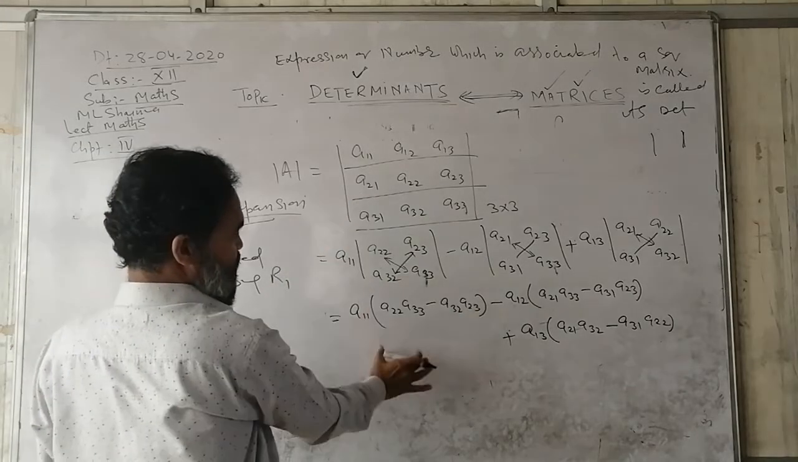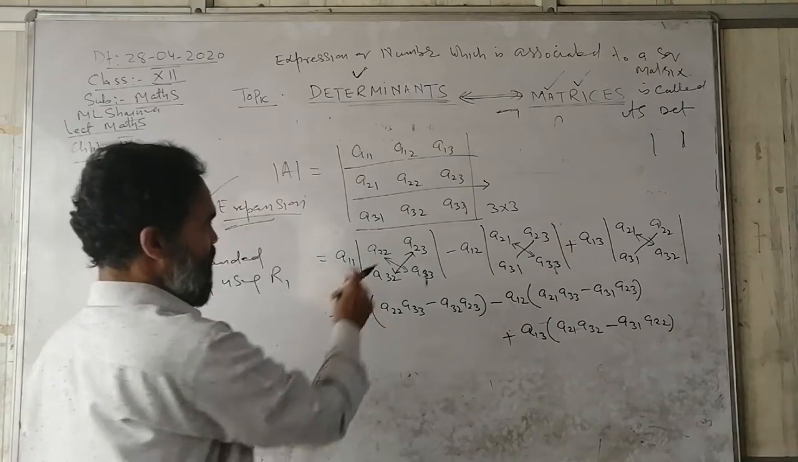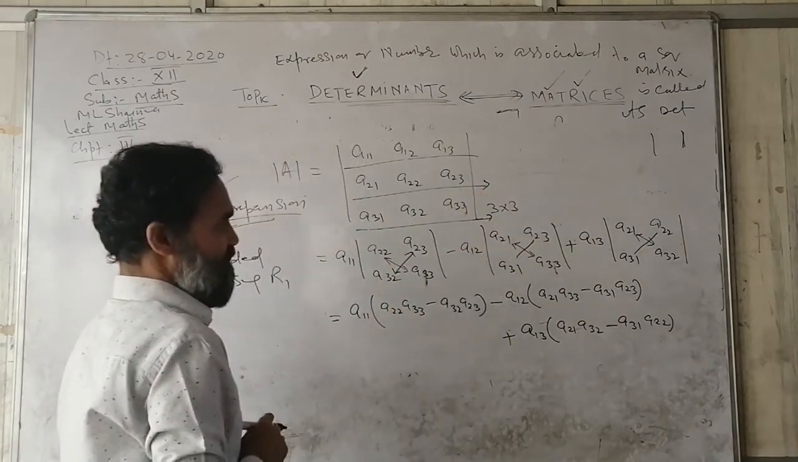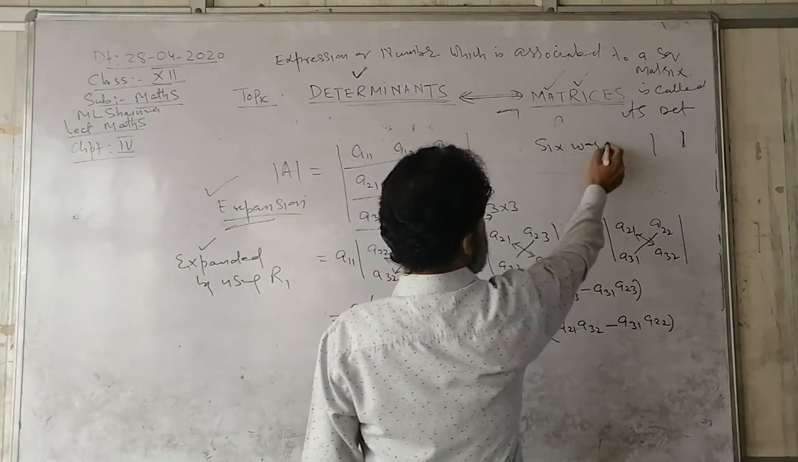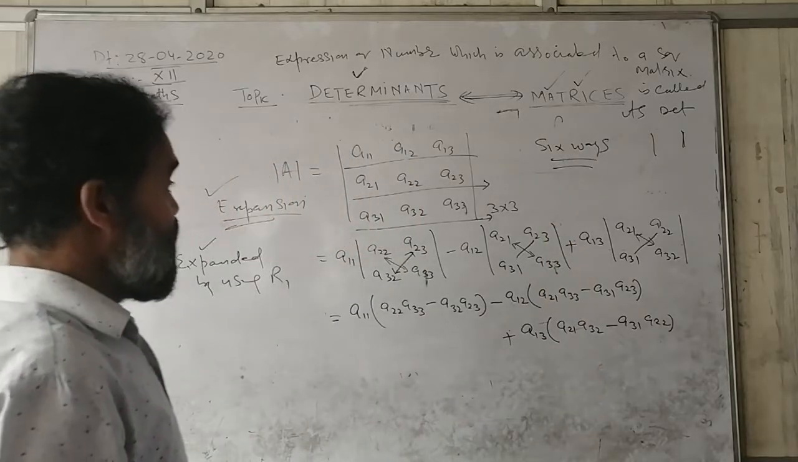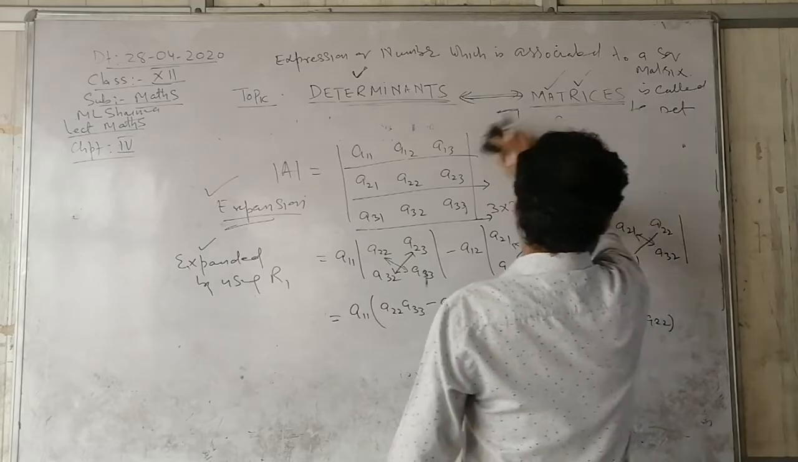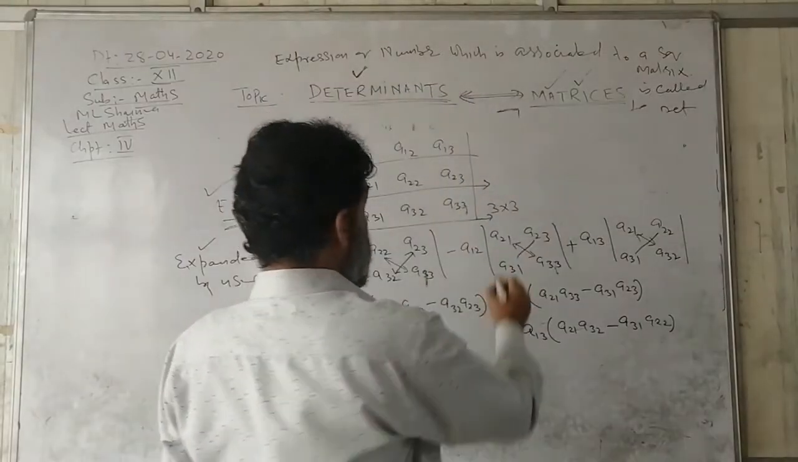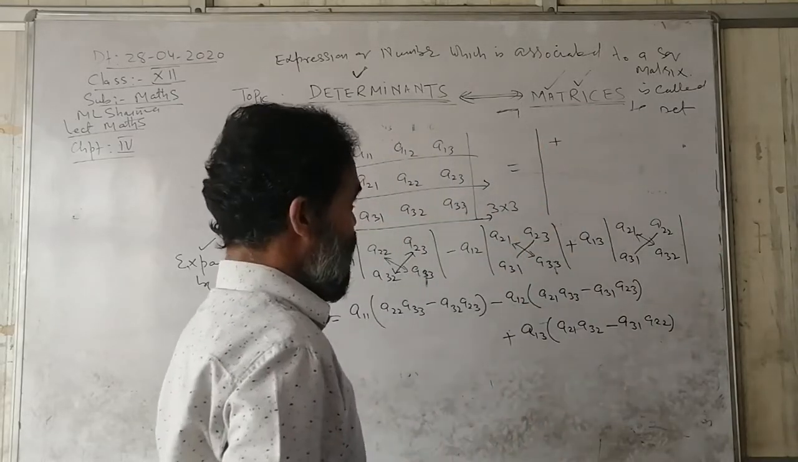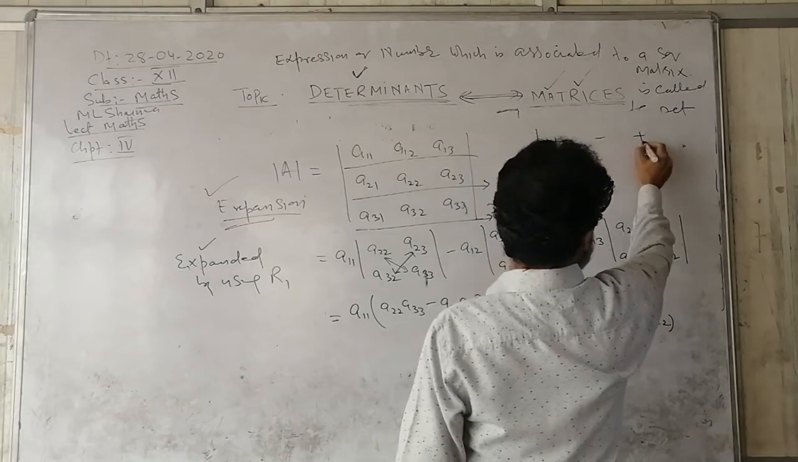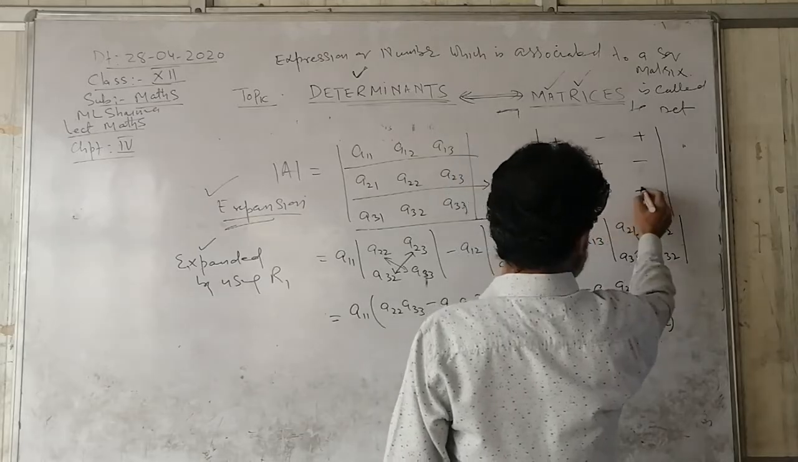In the same way I can expand this determinant using the second row. Similarly, it can be expanded using R3. So there are 6 ways by which this determinant can be expanded. Now, so far as the signs are concerned, which sign I have to apply is: here plus, here minus, then plus, then minus, plus, minus, plus, minus, plus.